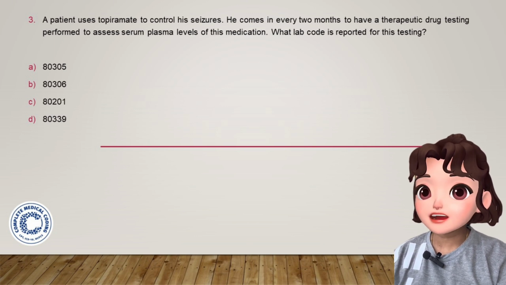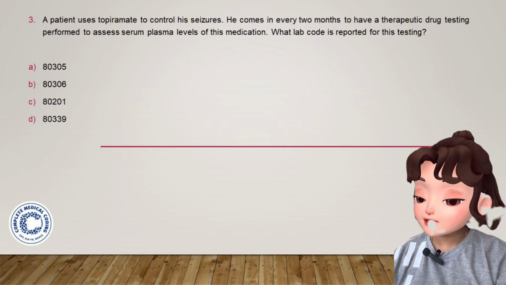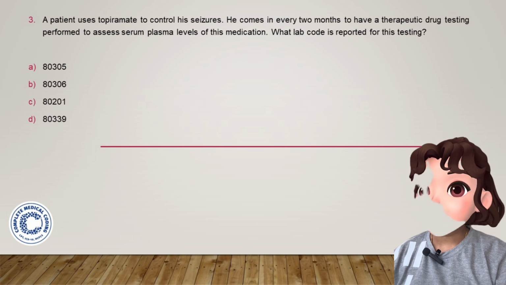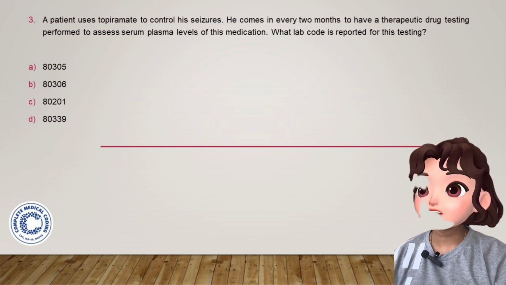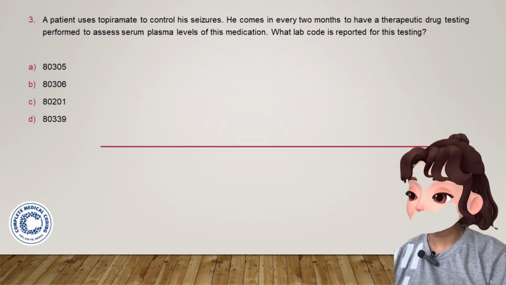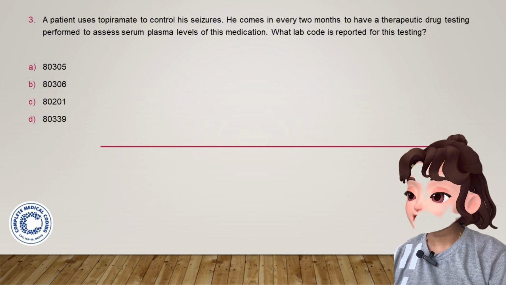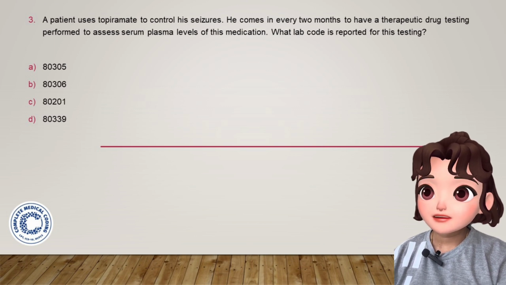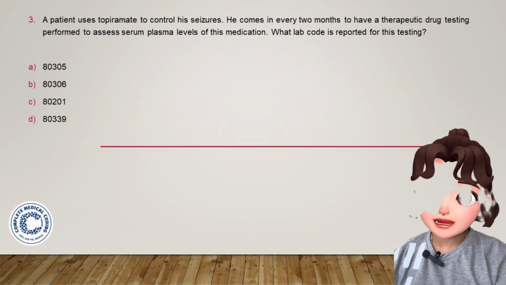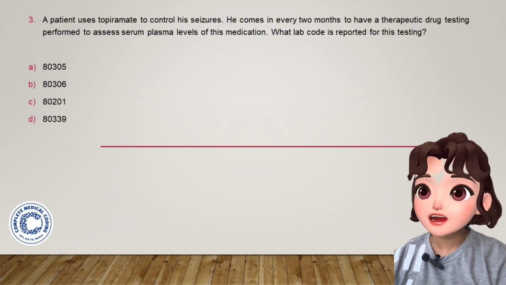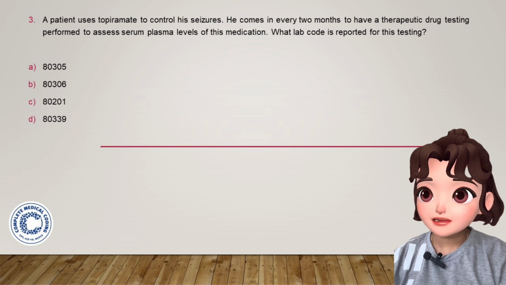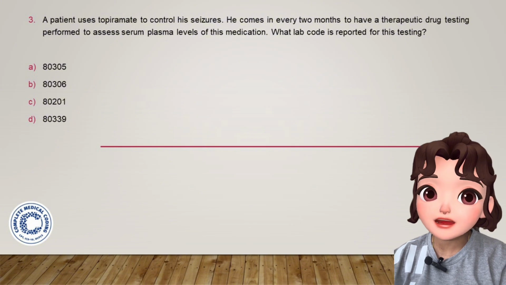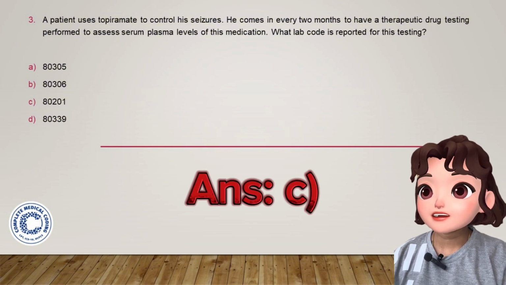So move to option C, 80201. What is 80201? It comes under therapeutic drug assay. And which medicine is the patient using here? Topiramate. So what is the CPT code for this procedure? 80201 is topiramate. Okay, so our answer will be option C. Topiramate, therapeutic drug assay. Option D, 80339, also comes under presumptive drug class screening. Codes starting with 803 come under presumptive drug class, and those starting with 802 are therapeutic. So our answer will be option C, 80201.